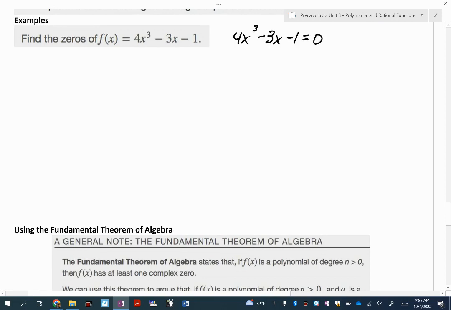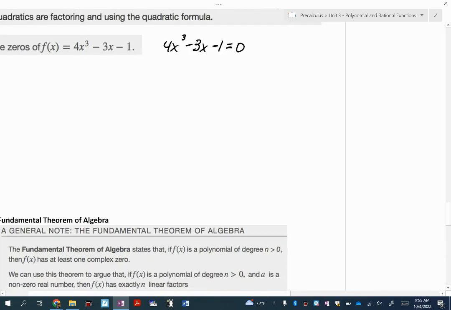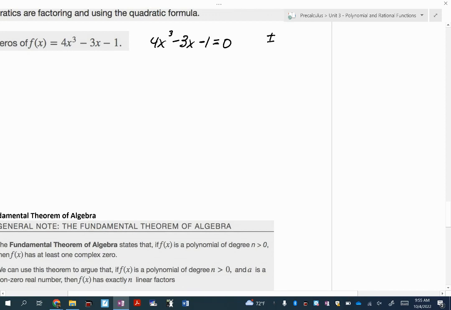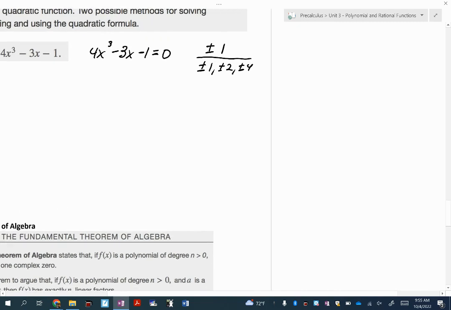The first thing I always tell students is to see if you can factor. You cannot. So then I'm going to use the rational root theorem. So plus or minus factors of negative 1, which is just 1, over plus or minus factors of 4, which would be 1, 2, and 4. So the numbers I'm going to try are plus or minus 1, plus or minus 1/2, and plus or minus 1/4.